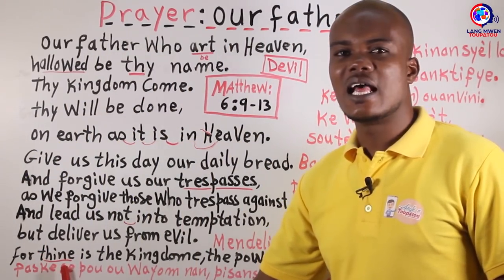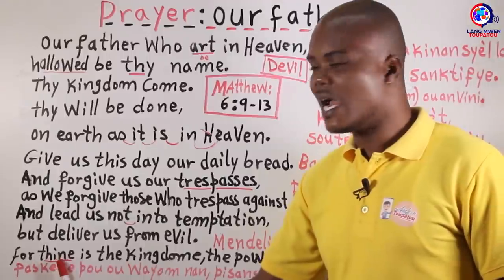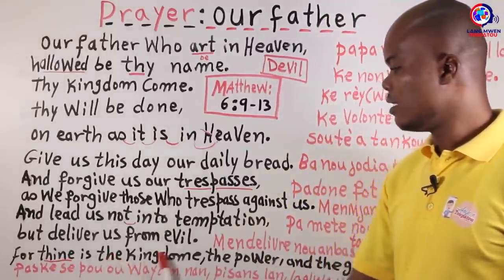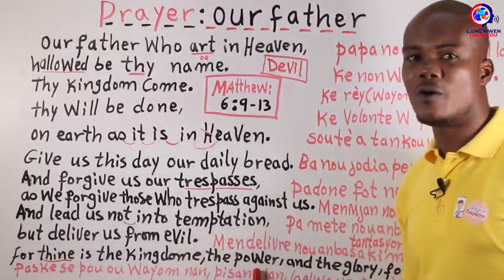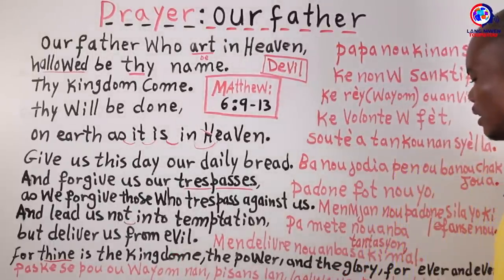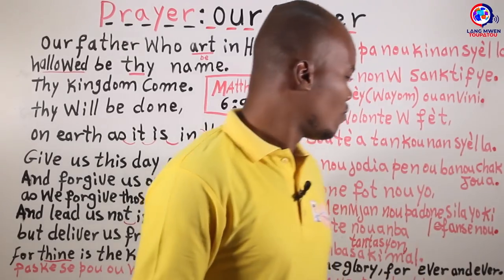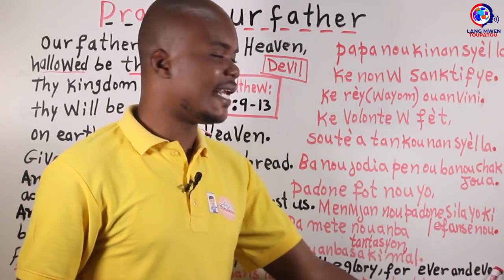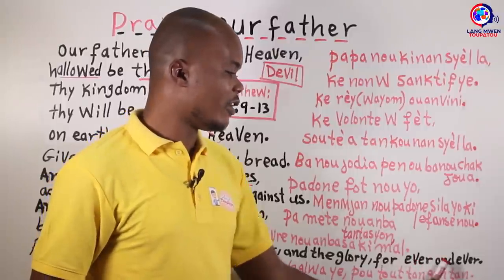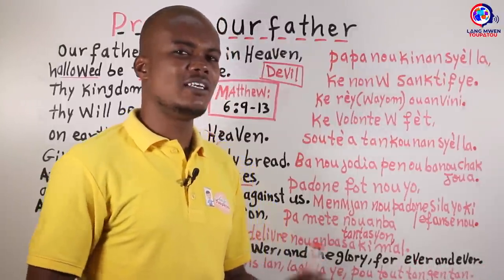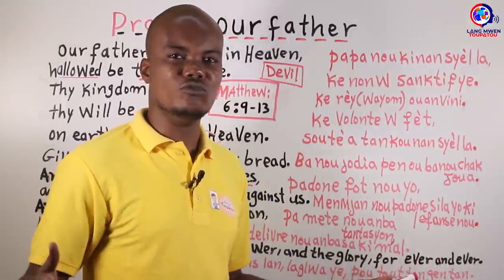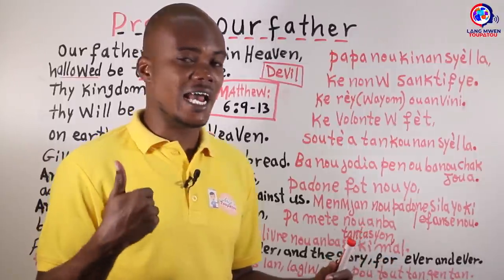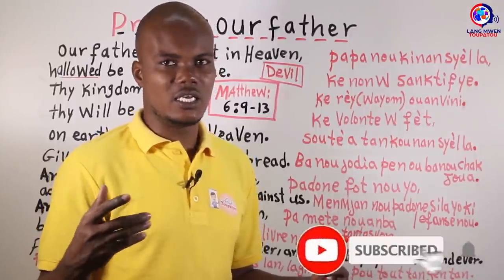For thine. Thine, ça se prononce thine. For thine is the kingdom, the power, and the glory, forever and ever. C'est forever and ever, mais en parlant, on ne dit pas le end. Ça embarrasse la bouche. On dit and ever. Okay? C'est comme you and I, au lieu de you and I.